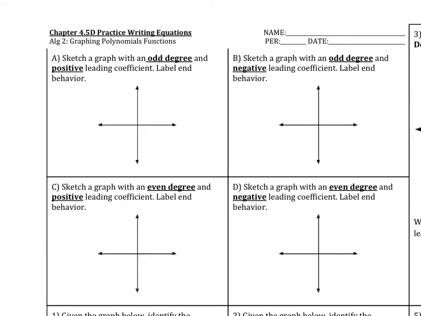We're going to practice writing equations given graphs, but first we need to review end behavior. So let's try these examples where you're going to sketch a graph with odd degree with a positive leading coefficient, odd degree with a negative leading coefficient, and then even with positive and even with negative. So try these out. Pause the video.